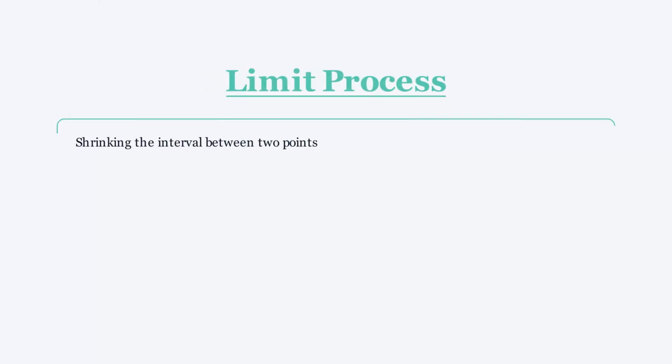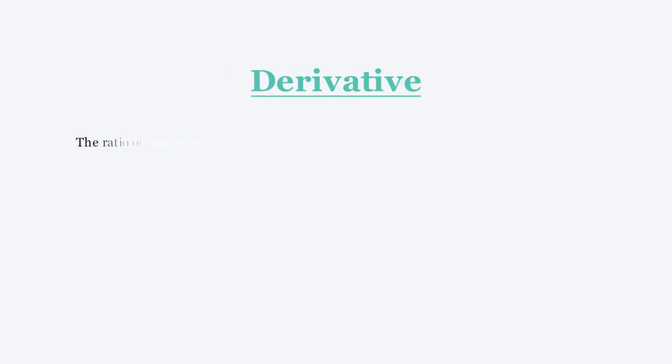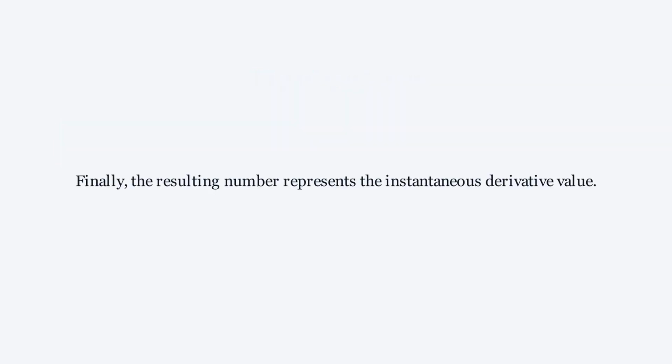Then, shrink the distance between points until the gap approaches zero. Next, divide the change in function value by the tiny change in input. Finally, the resulting number represents the instantaneous derivative value.